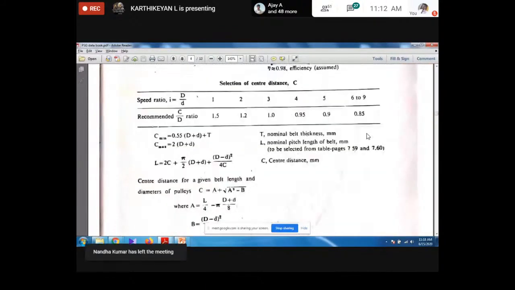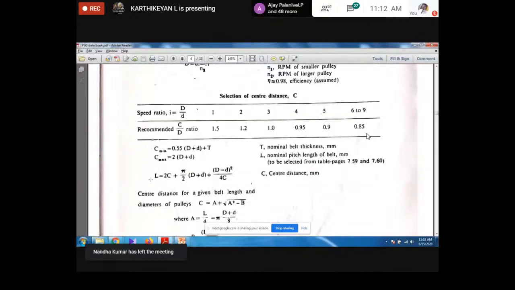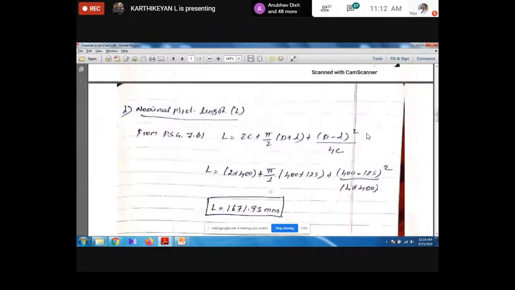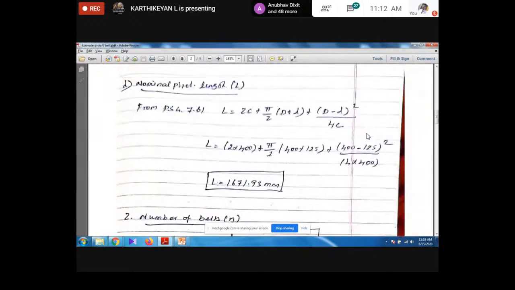Same page. So here the equation: L is equal to 2C plus pi by 2 times (capital D plus small d) plus (capital D minus small d) the whole square divided by 4C. C is the center distance we already calculated. That is about 400 mm. Capital D is 400 mm, small d is 125 mm. From this, I can calculate the nominal pitch length. Capital L is equal to, I am getting this value, 1671.93 mm.